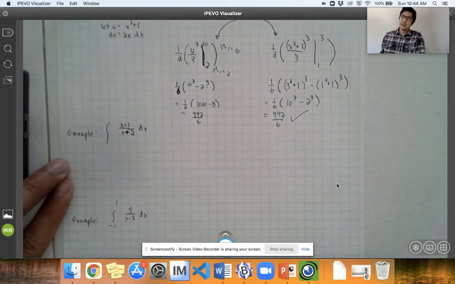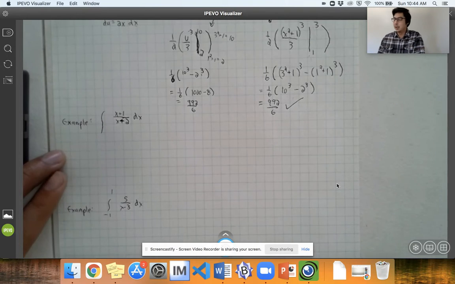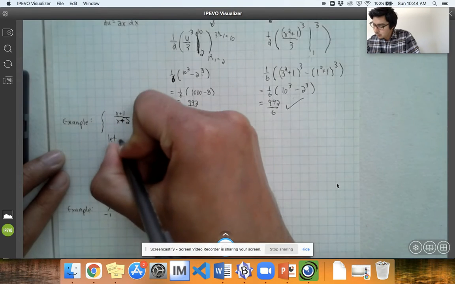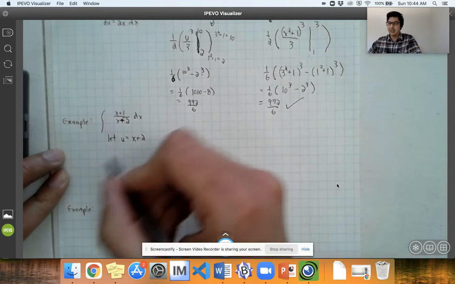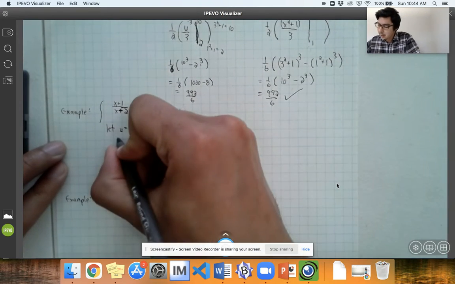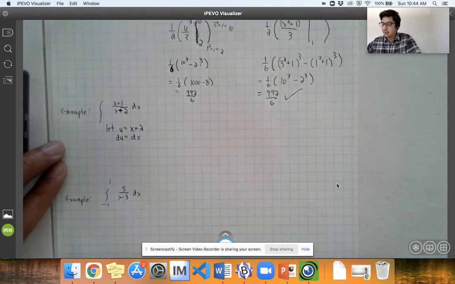Let's look at another one. So look at this one here, x plus 1 over x plus 2. A bit more complicated, but we can evaluate this. So let's let u equal x plus 2. And maybe you're like, I don't see how that's helping this, Ryan. It's a little tricky here. What du would then be would just be dx.